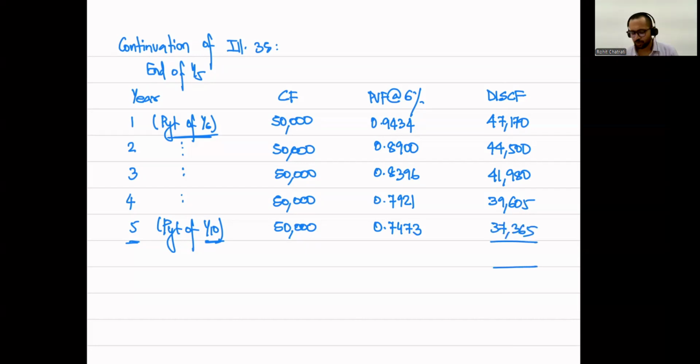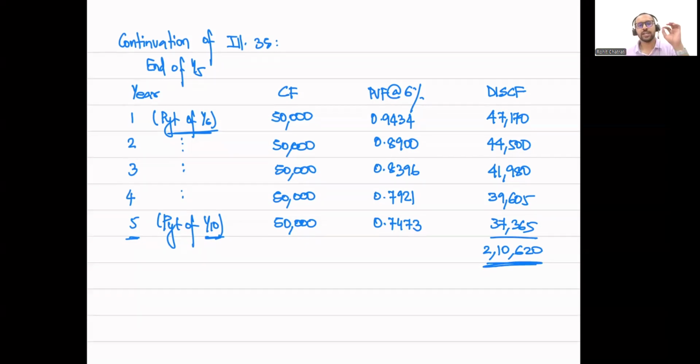If I take the sum total of all this, 47,170 plus 44,500 plus 41,980 plus 39,605 plus 37,365, this is going to be equal to 2,10,620. If you remember, this was actually the carrying amount of the lease liability before I did any derecognition or modification. The carrying amount of this lease liability at the end of fifth year or beginning of year 6 was equal to 2,10,620. Let me bring up that part of the solution on the screen.